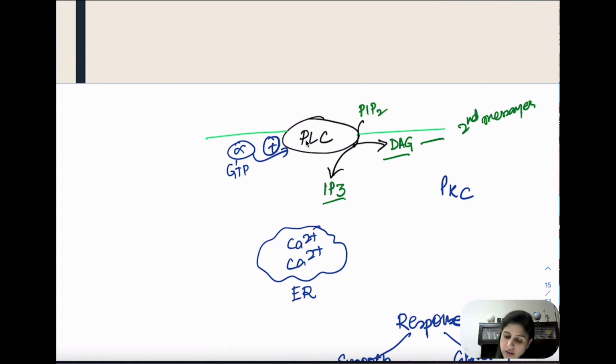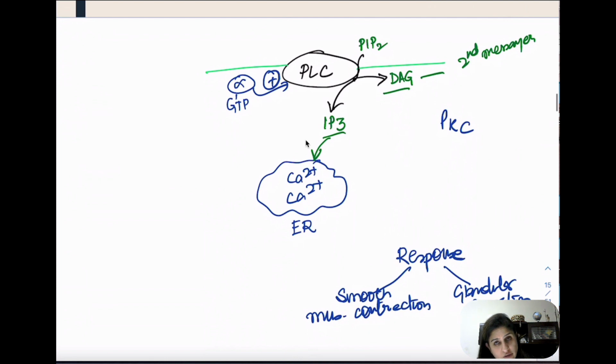Now DAG actually remains inside the cell membrane only, while IP3 comes out, and it is going to then go into the endoplasmic reticulum, especially if we're talking about smooth muscles here, because histaminic receptors, H1, are present in the smooth muscles. And in the endoplasmic reticulum there are calcium stores. So IP3 leads to increased movement of calcium from the endoplasmic reticulum to the outside. So calcium is going to move out.